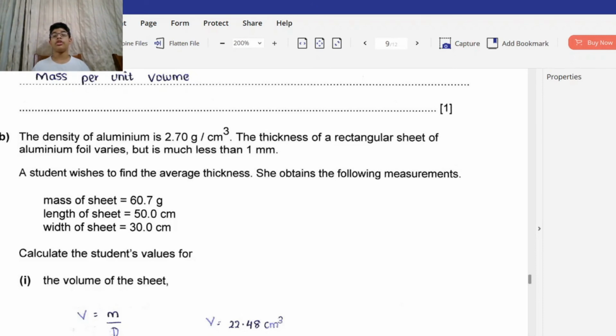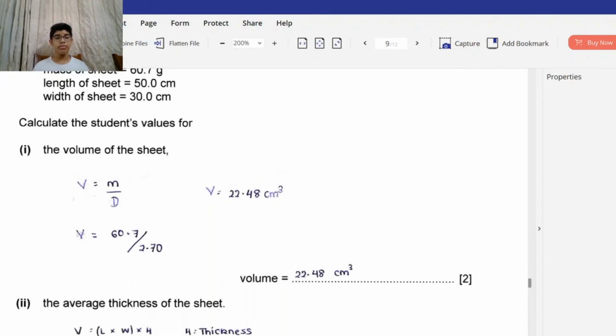The thickness of a rectangular sheet of aluminium foil varies but is much less than 1 millimeter. A student wishes to find the average thickness. She obtains the following measurements: mass of sheet 60.7 grams, length of sheet 50 centimeters, width of sheet 30 centimeters. Calculate the student's value for the volume of the sheet.